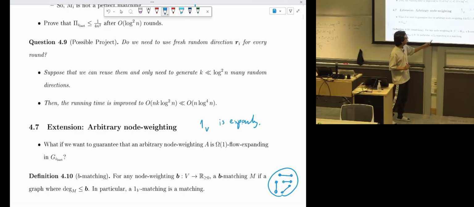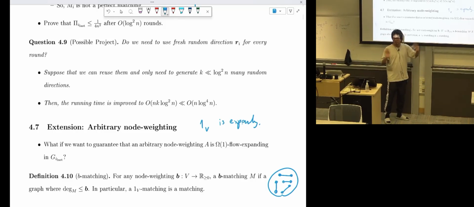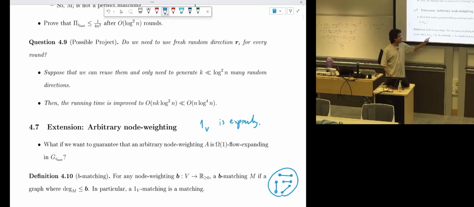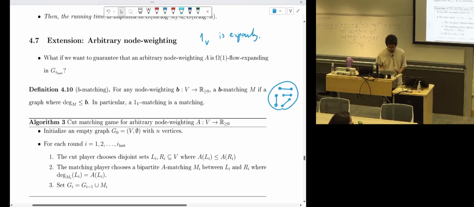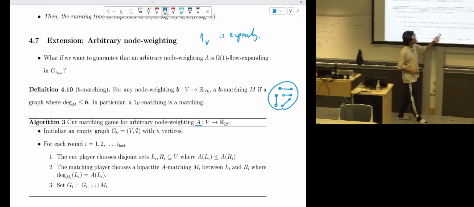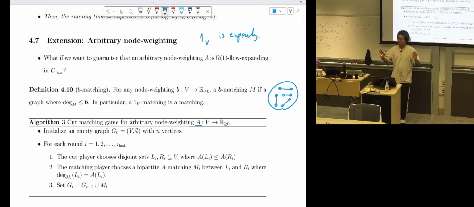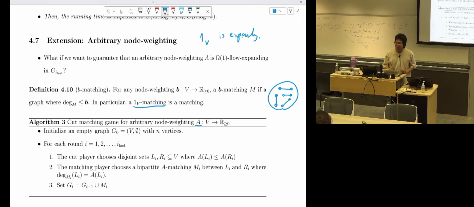And so all 1V matching is just a normal matching, like we have been talking about so far. And B matching is just any graph whose degrees respect B. Okay. So now I claim that we can define a cut matching game for arbitrary node weighting A. It's a natural way to extend the cut matching game to any node weighting. So instead of working with 1V matching, just work with A matching.